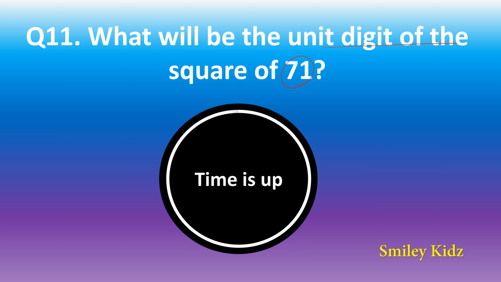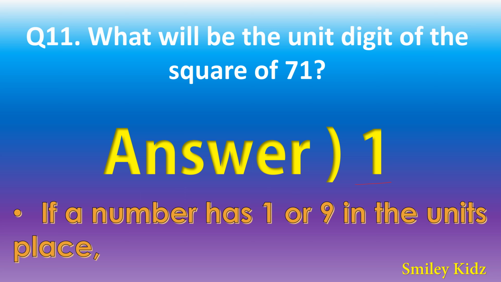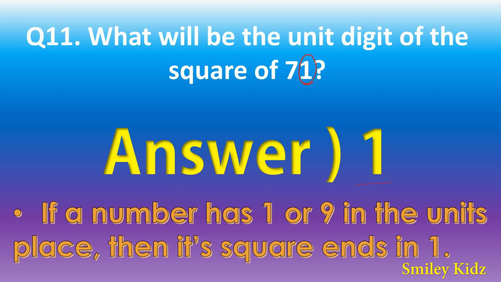Your time is up. And the right answer is 1. We have learned in a property that if a number has 1 or 9 in the units digit, then its square ends in 1. Here in 71 the units digit is 1. So its square also will be ending with 1.